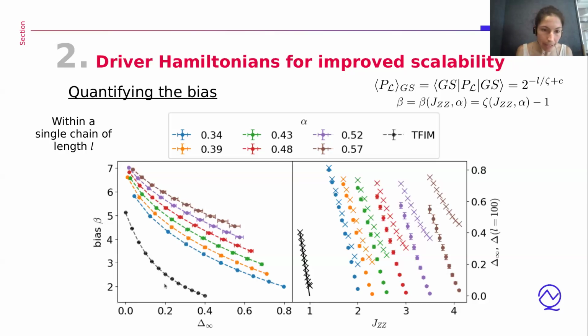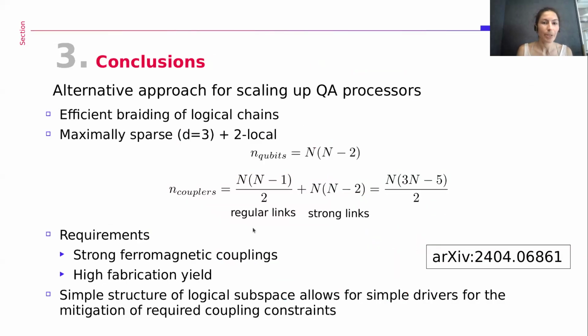And the catch here is that these increasing alpha doesn't come for free. You do need to increase your coupling strength to achieve those biases. Okay, so I'm gonna wrap up. We presented an alternative approach for scaling up quantum annealing processors, which consists essentially on efficiently braiding logical chains.